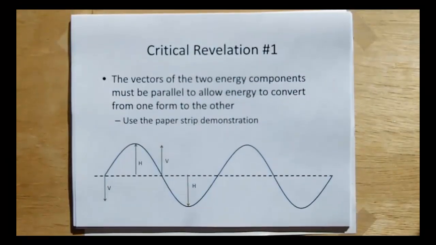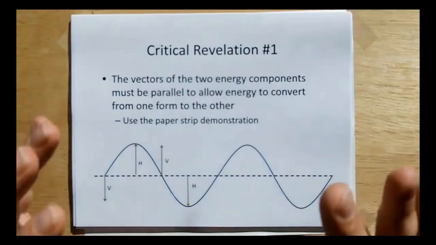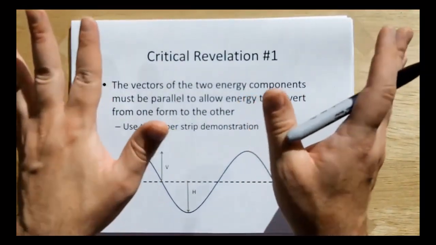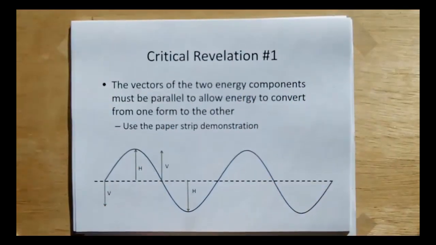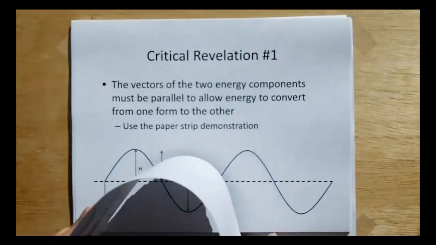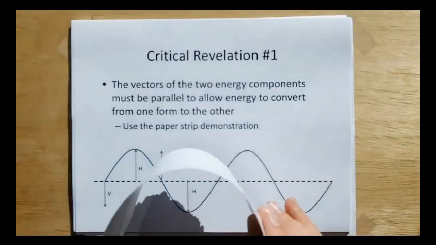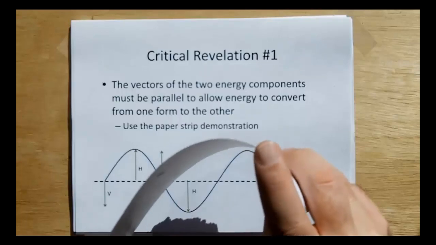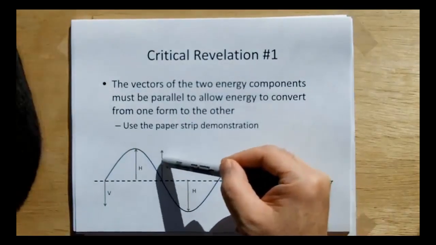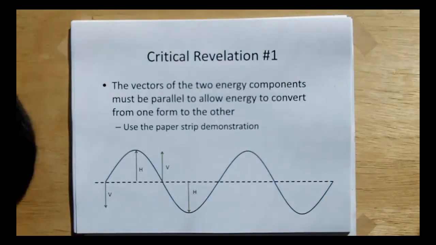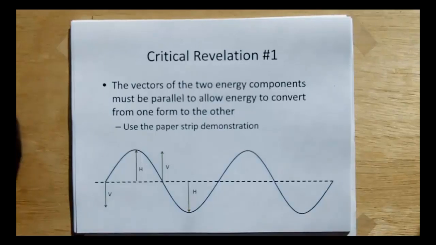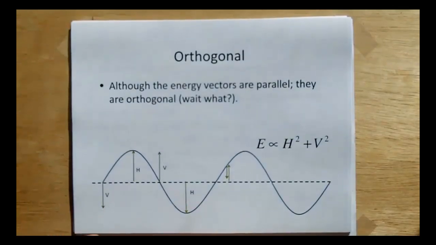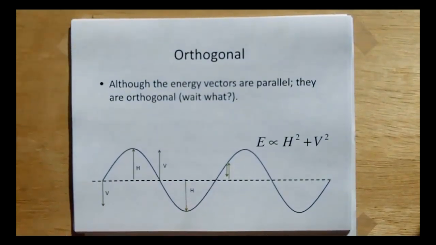And one of the interesting revelations we learned from this is that the vectors that contain the potential energy and the kinetic energy are parallel. Okay? In other words, in order for this piece of paper to move up and become the peak, well, this velocity has to be in line with where the height is going to be. So our velocity vectors and our height vectors are parallel. They're not orthogonal, but they're orthogonal, but it's a weird thing. Okay, although the energy vectors are parallel, they are orthogonal.